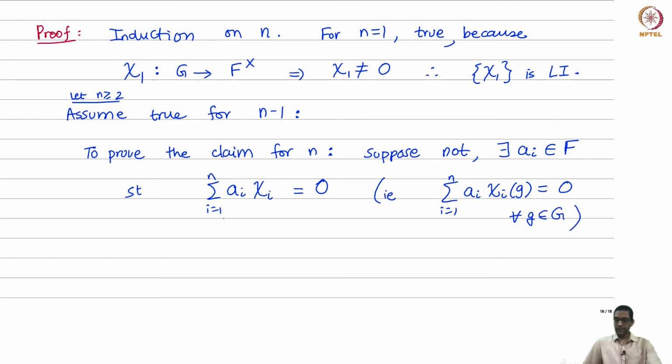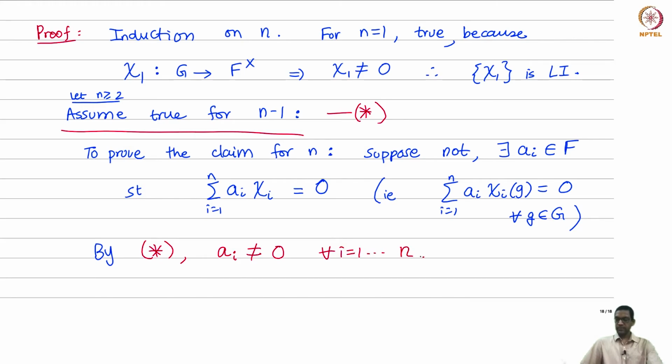Now observe that because of the induction hypothesis, every n minus 1 among these n are linearly independent. So by the induction hypothesis, maybe we'll give it a name. I'll call this star, the hypothesis. By the induction hypothesis, what we conclude is that none of the AIs can be 0.